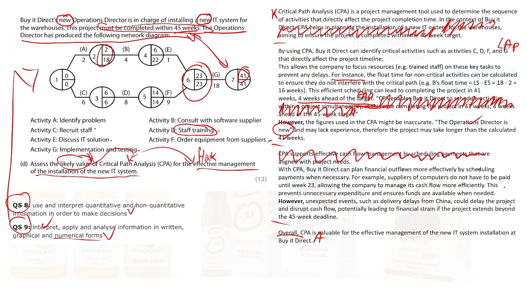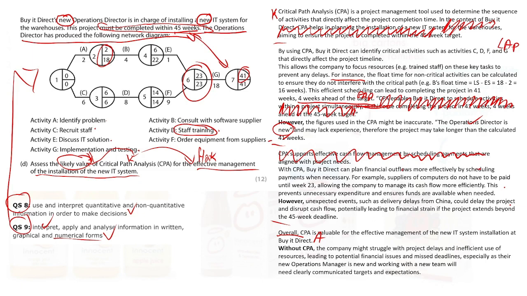Now, the alternative to using CPA is not using it. Without CPA, the company might struggle with project delays, ineffective use of resources, leading to potential financial issues, and missed deadlines. That's sort of a definite rework of what we've already written, but we just need something else.